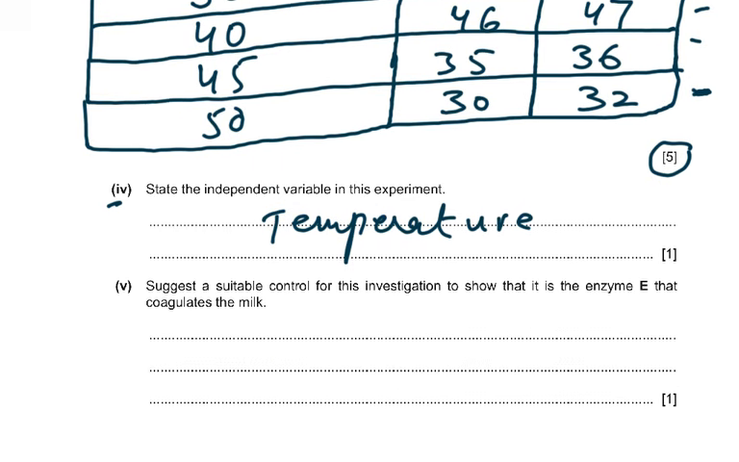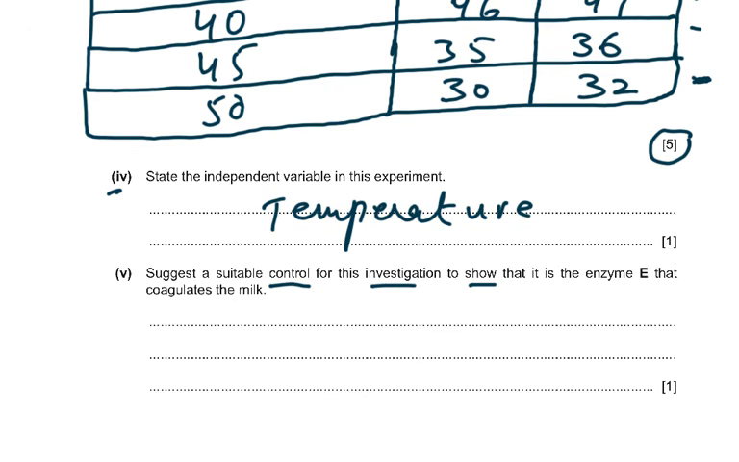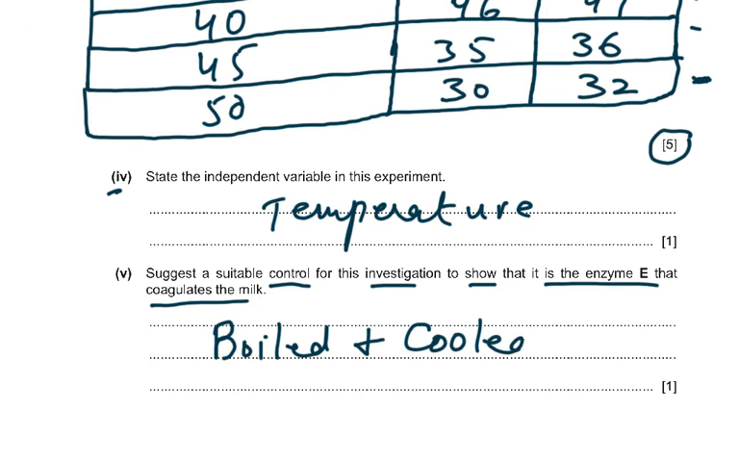Now it says suggest a suitable control for this investigation to show that it is the enzyme E that coagulates the milk. Naturally, you just use boiled and cooled enzyme. So if you use boiled and cooled enzyme, you know that the enzyme is not going to work if it is boiled. And if that reaction still takes place and the milk still coagulates, then it means it wasn't the enzyme, it was something else. Either you said boiled and cooled enzyme, or you can say replace the enzyme with water. Do not use the enzyme.